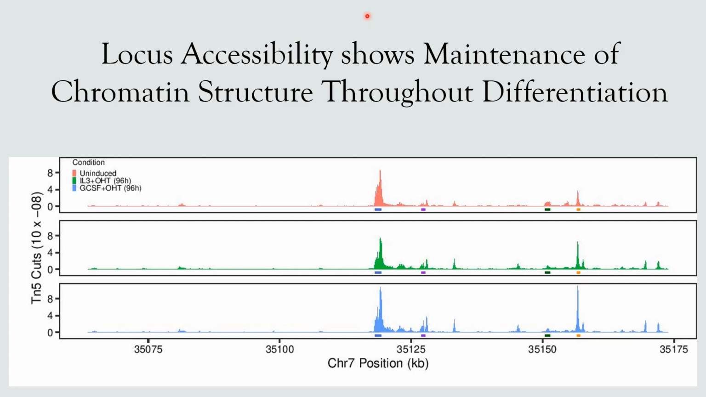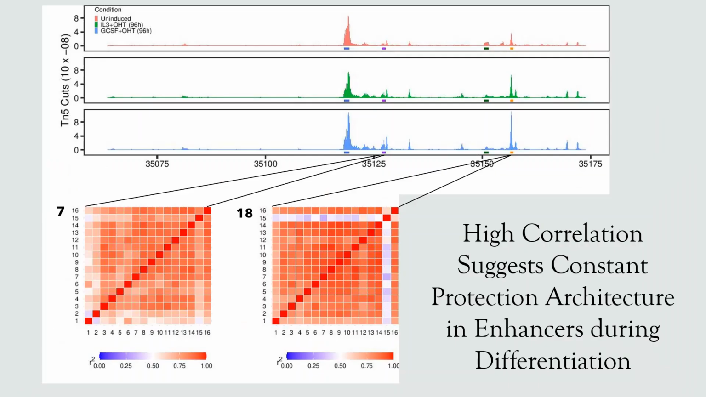Of the accessible regions in the chromatin structure, the CBP alpha promoter was the most accessible, followed by CRM 18, 7, and finally 16. We also saw a high correlation in CRM accessibility structure between replicates and samples, which suggests that when accessible, enhancers are protected at the same binding sites throughout the differentiation.